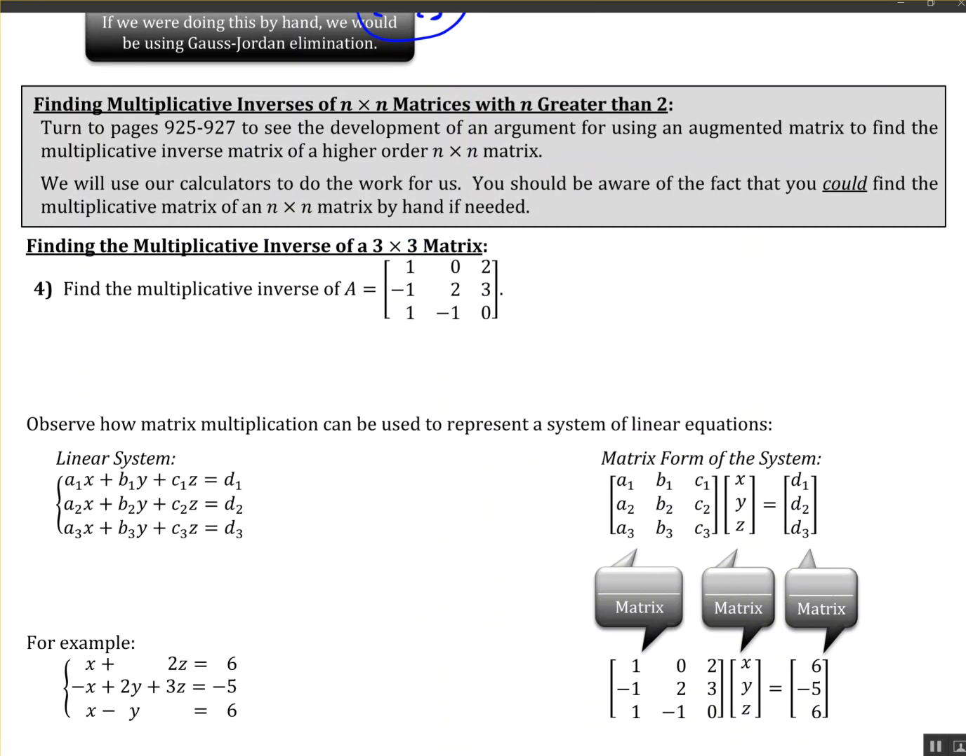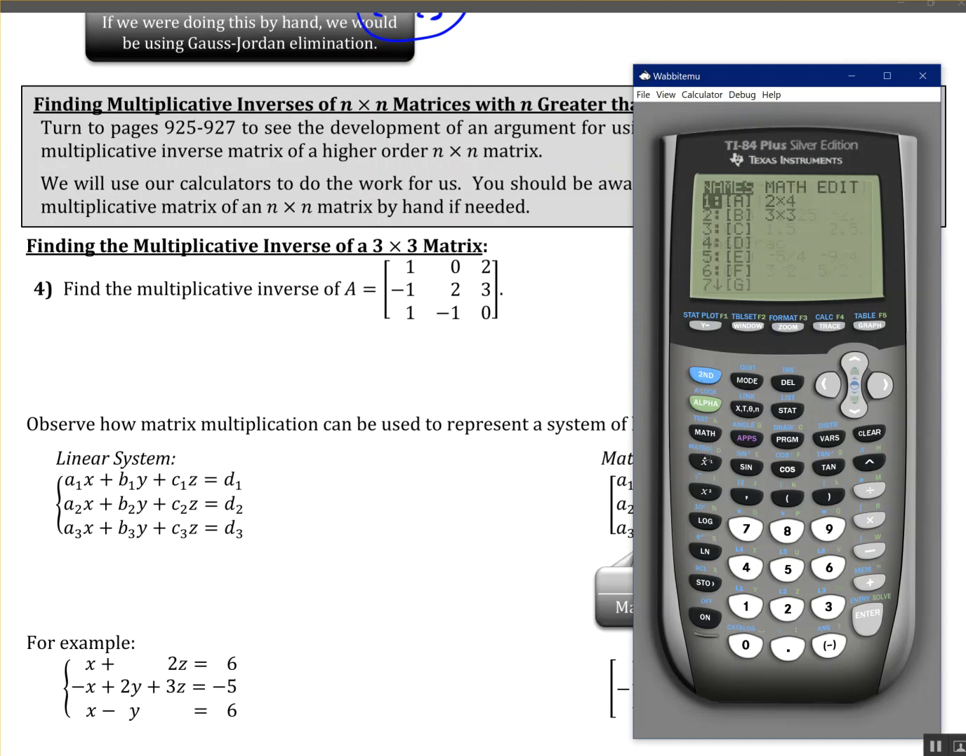All right, so now the absolute easiest way, if we're allowed our calculators, which for 3 by 3s I'm not going to make you do it by hand or anything, is if we just punch in our matrix. So I already did this here. You can see the matrix B, 1, 0, 2, negative 1, 2, 3, 1, negative 1, 0. I can just go in and say, oh, let's do matrix B, and then I'm just going to hit the x inverse button here, and there we go.